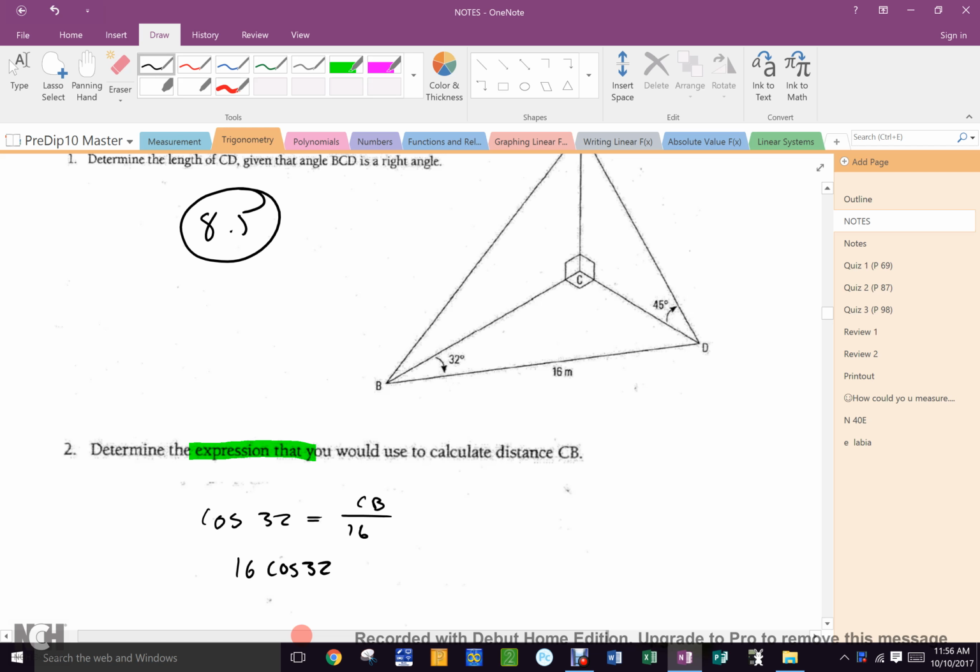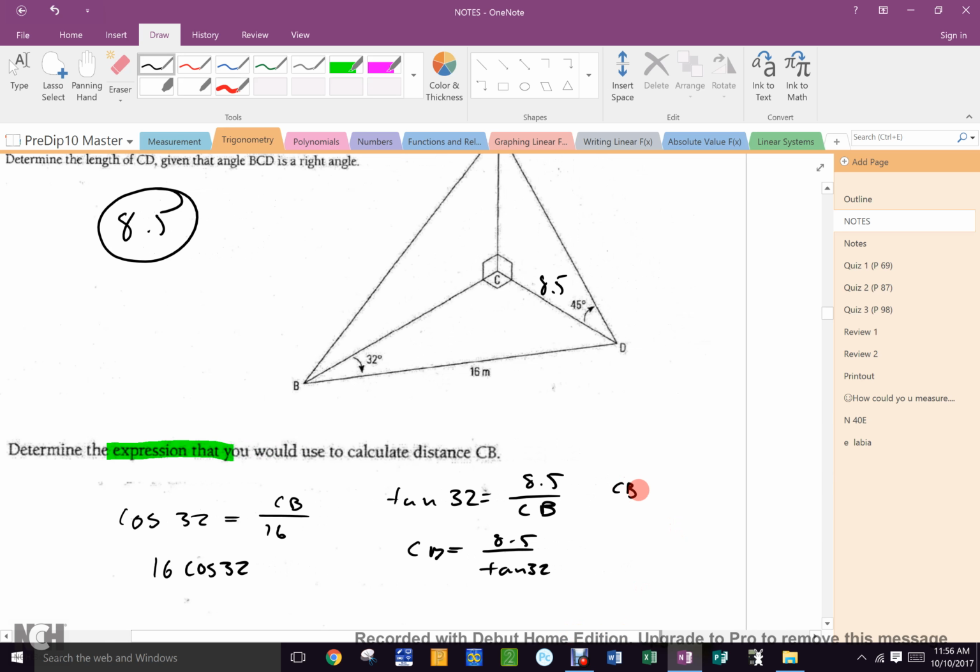You could also have done, since you knew that was 8.5, you could have used tan 32 equaled 8.5 over CB. So CB equaled 8.5 divided by tan 32. You could also have done Pythagoras, and CB would have equaled the square root of 16 squared minus 8.5 squared. All three of them would have worked.